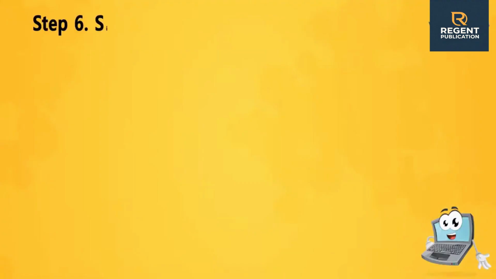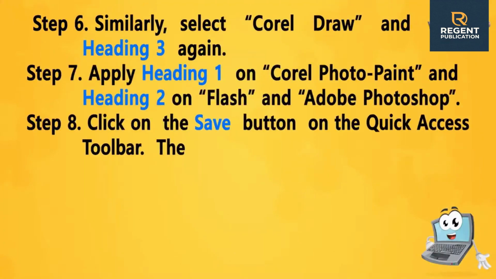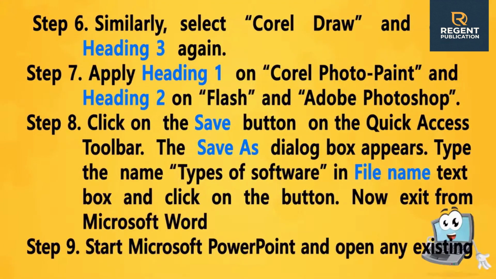Step 6. Similarly, select Corel Draw and apply Heading 3 again. Step 7. Apply Heading 1 on Corel Photo Paint and Heading 2 on Flash and Adobe Photoshop. Step 8. Click on the Save button on the Quick Access toolbar. The Save As dialog box appears. Type the name Types of Software in File Name text box and click on the Save button.